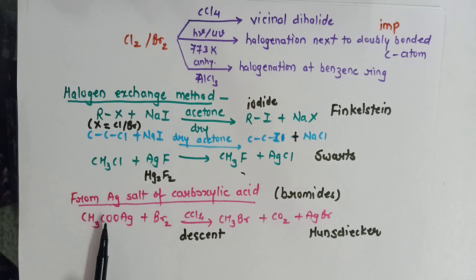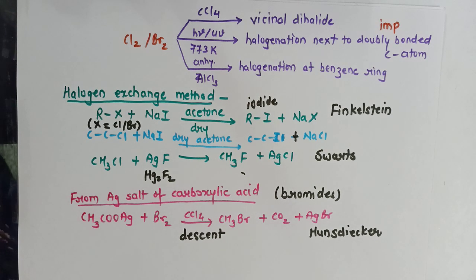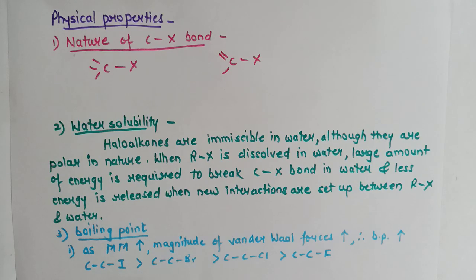Okay, so right now I have told you Finkelstein, Schwarz, Hunsdiecker, and previously I have told you Darzens process, Groves process, and all others. So keep on writing all these named reactions at one place. This was all about preparation of haloalkanes. Now we'll move to the next topic, that is physical properties.